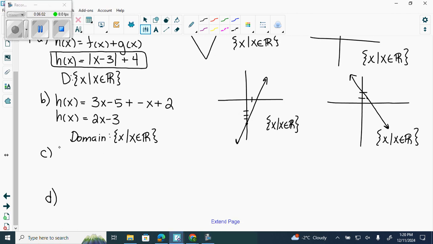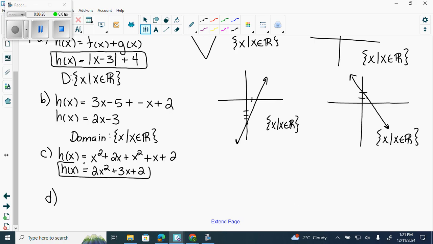h of x, we have x squared plus 2x plus x squared plus x plus 2. When we add the two functions, what do we end up with, guys? It was well done. Perfectly executed.